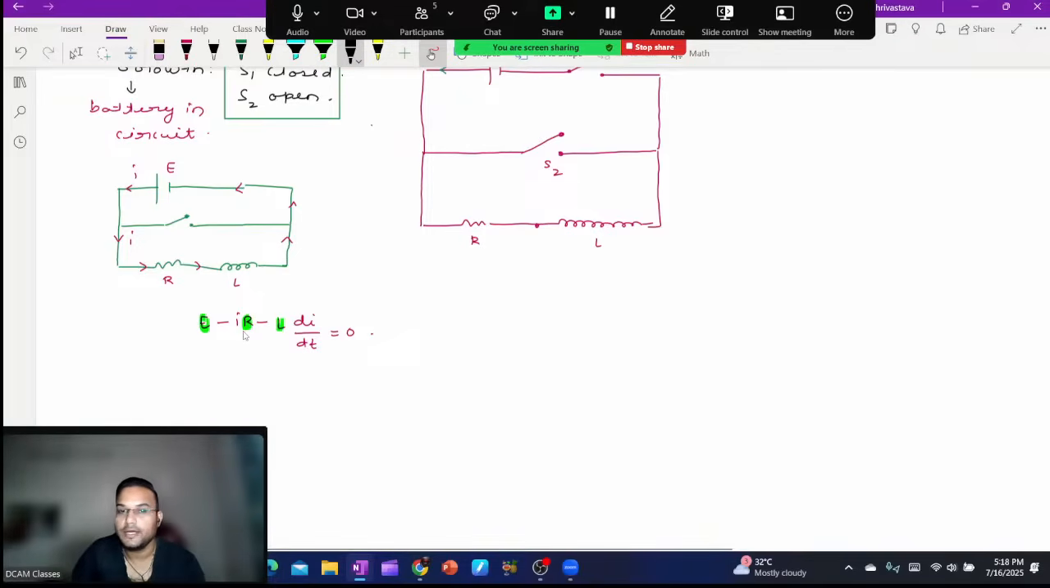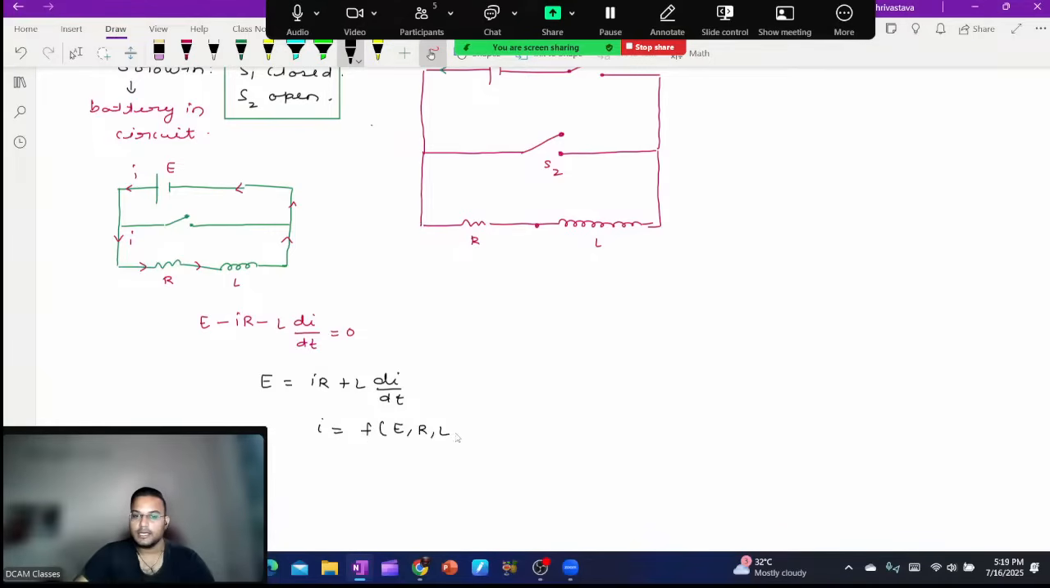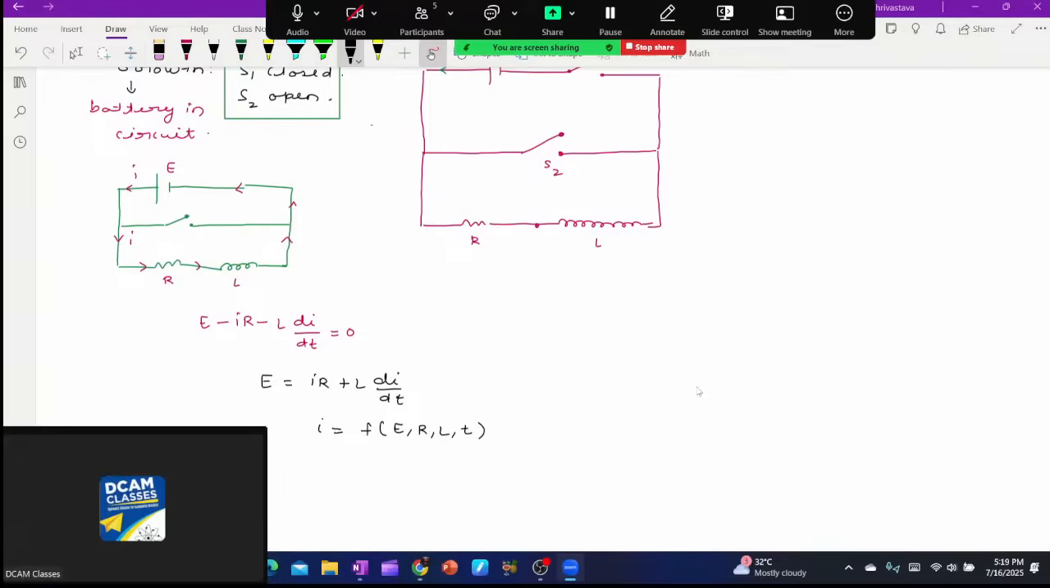You have to do one thing. You have to find out the current expression. Current in terms of E, R, L. You have to get an expression of I in terms of E, R, L and T. I'll write it. You have to get I as a function of E, R, L and time T. It will come in exponential form. Try to use your integration skills and try to find out the answer.